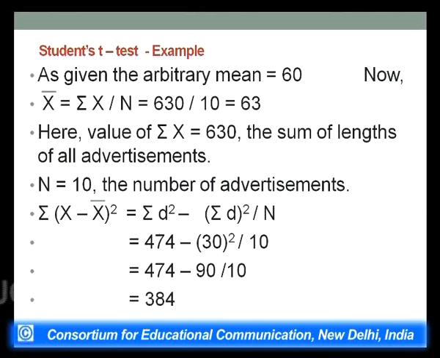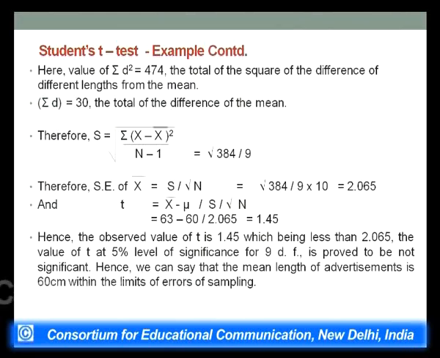So therefore, n is 10, the number of advertisements, and then we use this formula and we reach a conclusion of 384. Now we are going deeper into it because we are going to use the formula in greater detail.